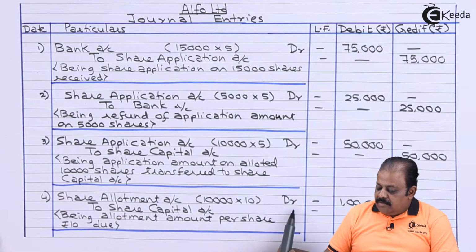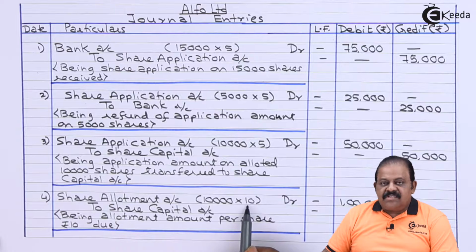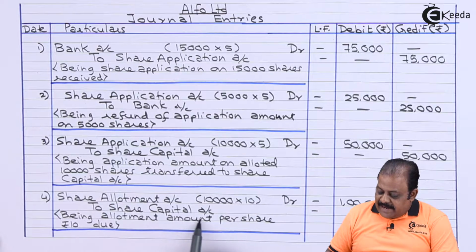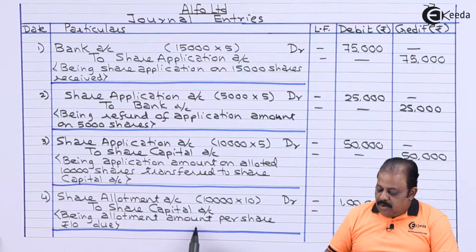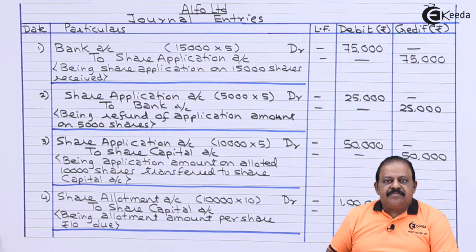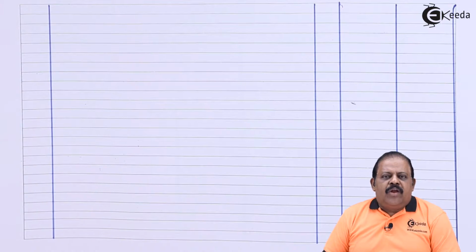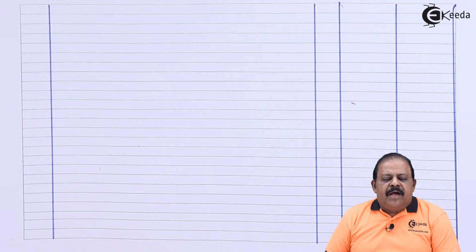Share allotment account debit on 10,000 shares, 10 rupees, it is 1 lakh. To share capital account 1 lakh, being allotment amount per share rupees 10 due for payment. All the shareholders have paid allotment amount, so the next entry is for receiving allotment amount.